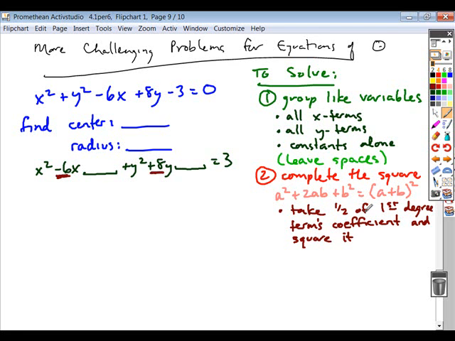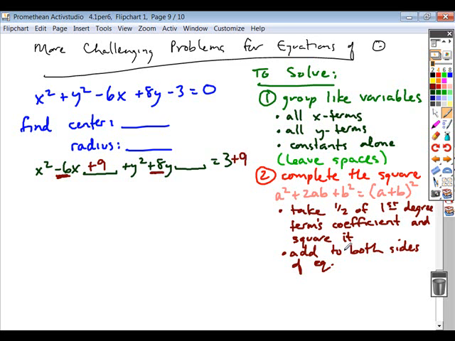We're going to take half of that number and square it. So half of -6 is -3, and when you square -3, you get 9. We're going to add that value to both sides of our equation. We add it to the left to complete the square. That alone, this process right here, allows you to complete the square. We add it to the other side just to balance the equation.